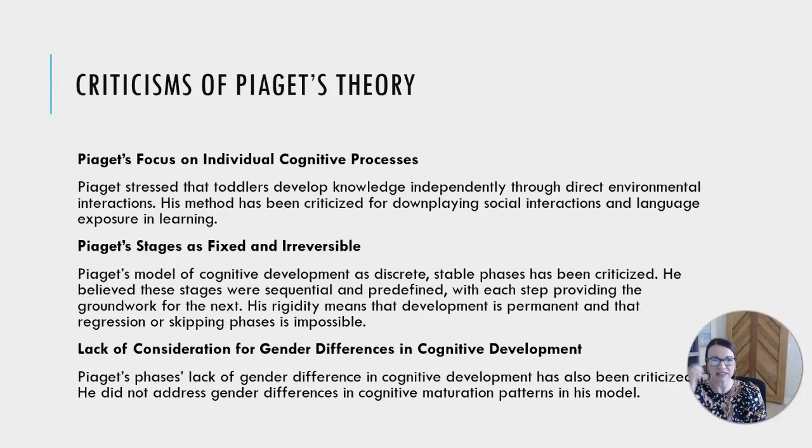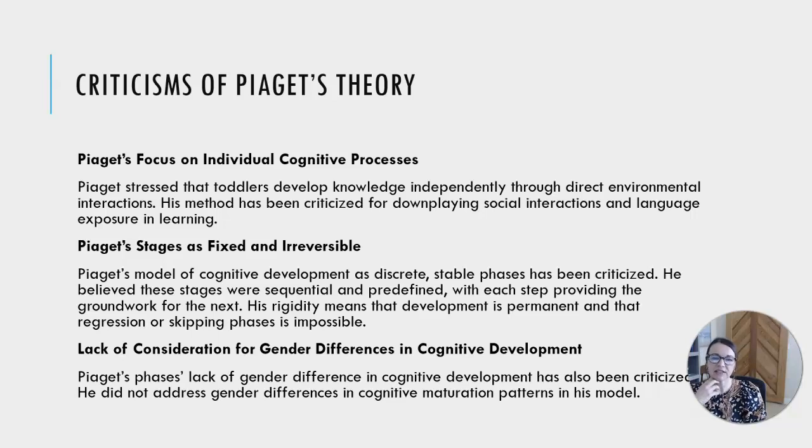So Piaget stressed that toddlers develop knowledge independently through direct environmental interactions, and that method was criticized for downplaying social interactions and language exposure and learning. And in last lecture, we talked about Vygotsky, right? When Vygotsky's theory came around, he did kind of account for this culture and social norms that hadn't been accounted for with Piaget's theory. And so that's still a criticism that exists around Piaget's theory.